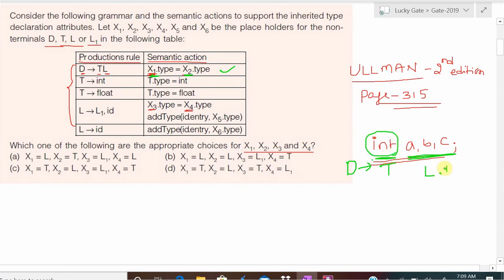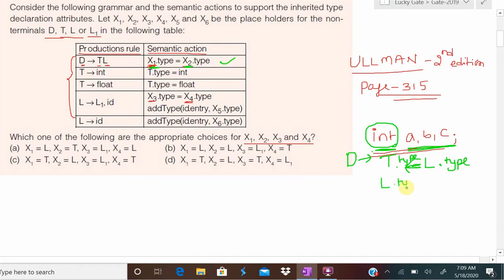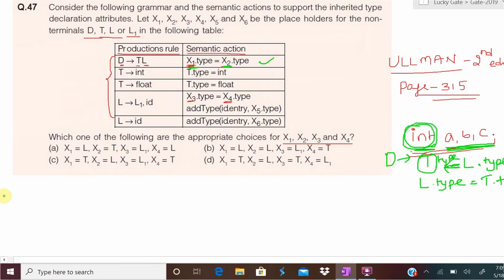It means L type equals T type. L type you can get from T type. Formally, the semantic rule is L type equal to T type, meaning the type of identifiers will be the type of the data type mentioned at the left hand side, that is T. So here we understood that x1 will be L and x2 will be T.